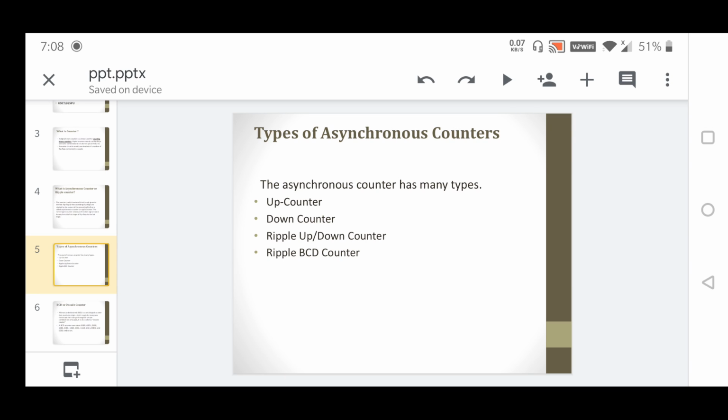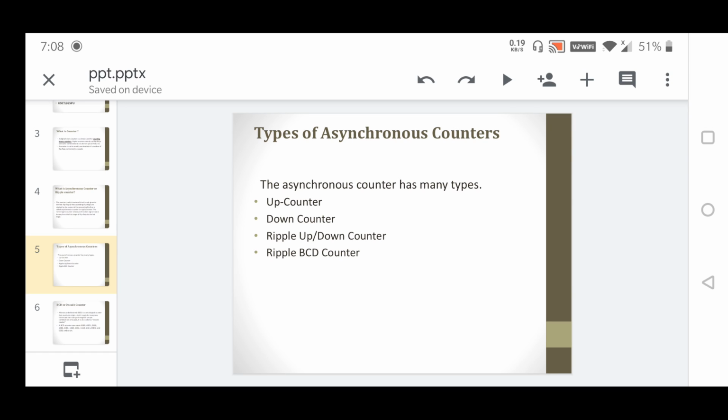Now moving ahead to our next slide, that is the different types of asynchronous counter we have. I have mentioned a few of them. Let's go. First, up counter. Second, down counter. Third, ripple up-down counter. And the fourth one, that is my topic itself, ripple BCD counter.